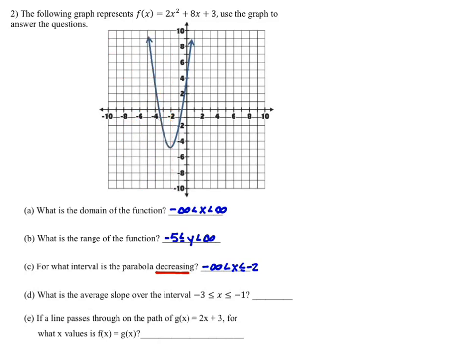Part D is a different type of question. We've had this as a review problem. It says, what is the average slope over the interval negative 3 less than or equal to x less than or equal to negative 1? Well, what I need to do first is recognize that negative 3 is an x value, and I need to figure out the y value of that coordinate.